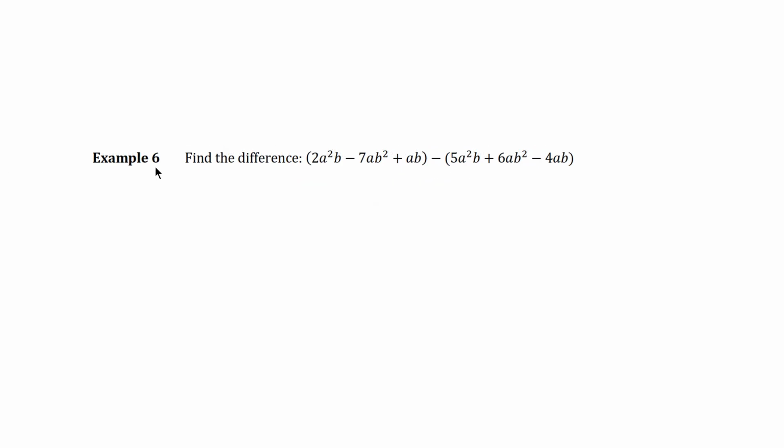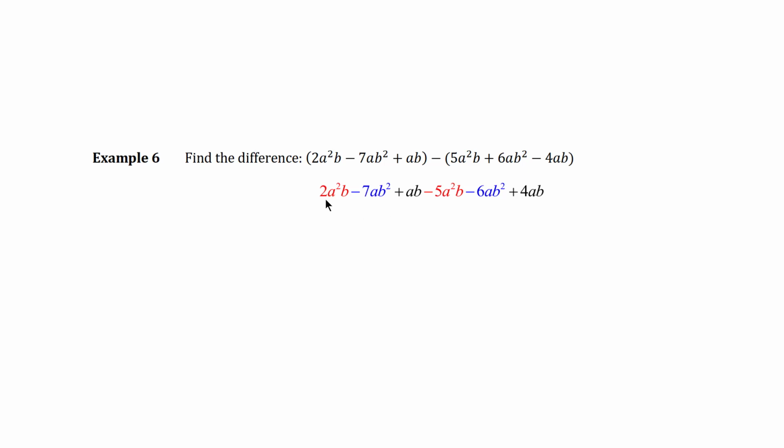For example number 6, find the difference. We have parentheses 2a squared b minus 7ab squared plus ab, minus parentheses 5a squared b plus 6ab squared minus 4ab. To find the difference between these two polynomials, what we need to do first is distribute the negative inside the parentheses to the second polynomial. We get negative 5a squared b minus 6ab squared plus 4ab, and then we can bring down the first polynomial.